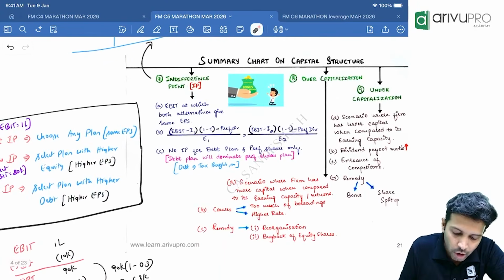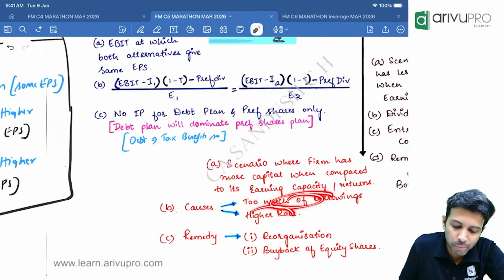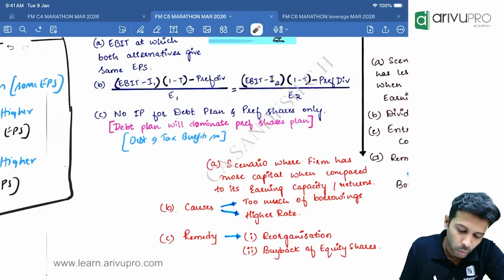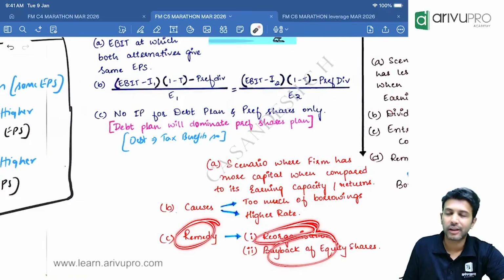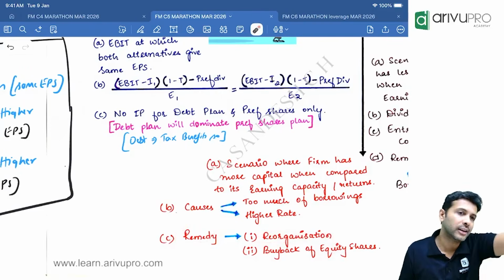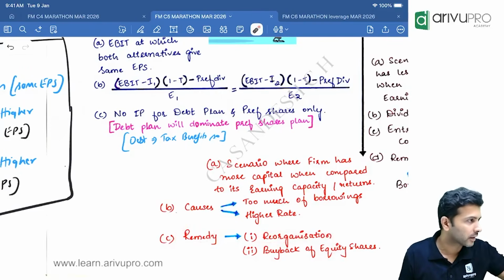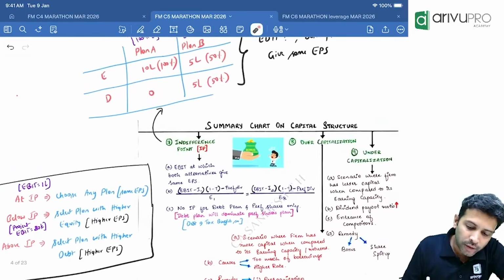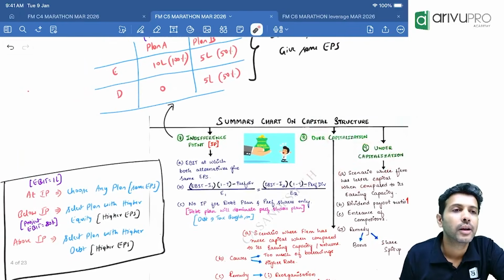Okay. So basically, the cause of overcapitalization is too much borrowing at a higher rate. What is the remedy? Go for reorganization, meaning whatever extra money you have taken, give it back. Whether it's debt or equity, return it back. Now, the opposite of overcapitalization is what?